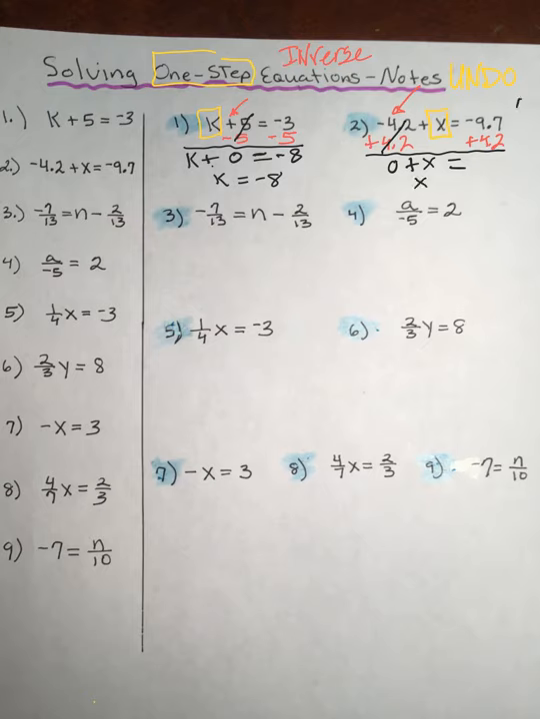And then on the other side, you've got more negatives than you do positives, so our answer is negative. And then we have to actually subtract because the signs are different. So that gives us x equals negative 5.5.